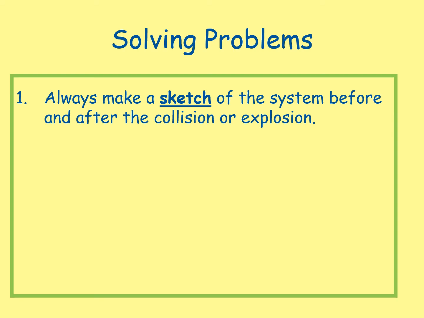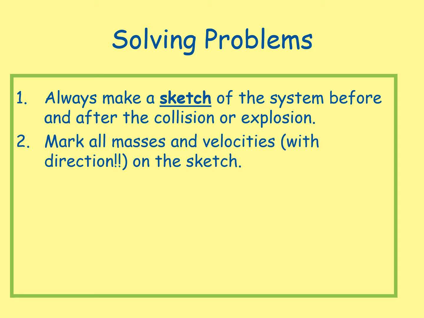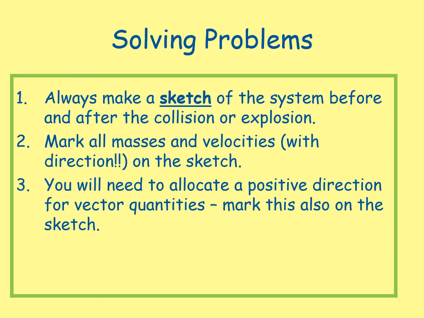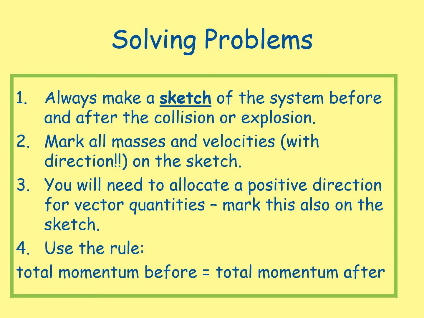Types of collision. When solving problems on types of collision, you first always need to make a sketch of the system before and after the collision or explosion. After this, you must mark all of the masses and velocities, including the direction, on this sketch. You will need to allocate a positive direction for vector quantities, mark this on the sketch as well. And 4, you need to use the rule, total momentum before equals total momentum afterwards.